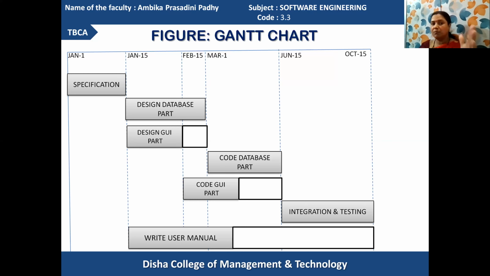January 1, suppose the project development starts. If the project development starts on January 1 and your specification requires 15 days of time, then it will move up to January 15. Got it? So the 15 days time period is allocated for the specification job. After January 15, the next job will be started. At that time, the database designing activity and the GUI design activity will start.